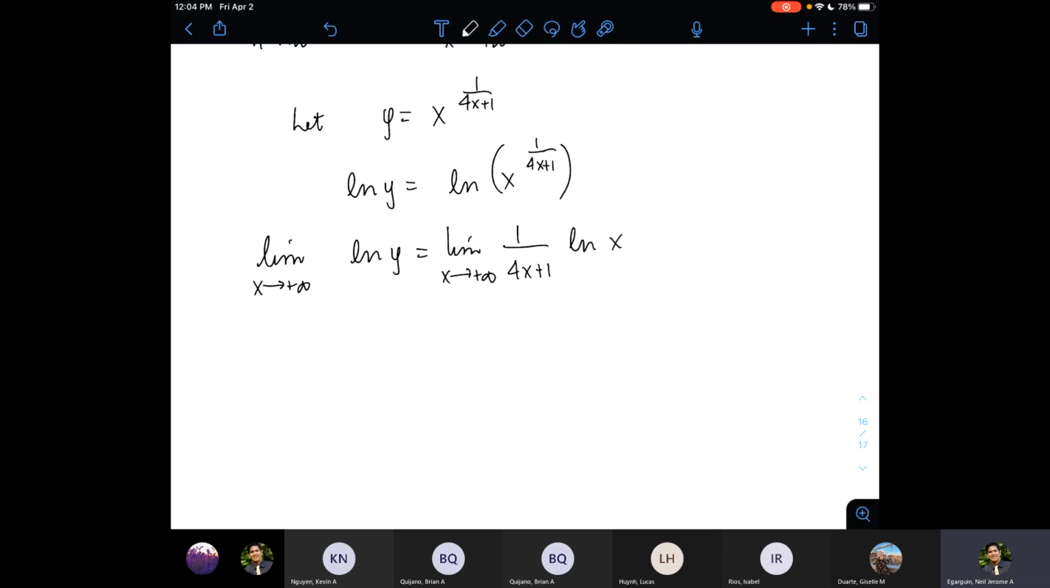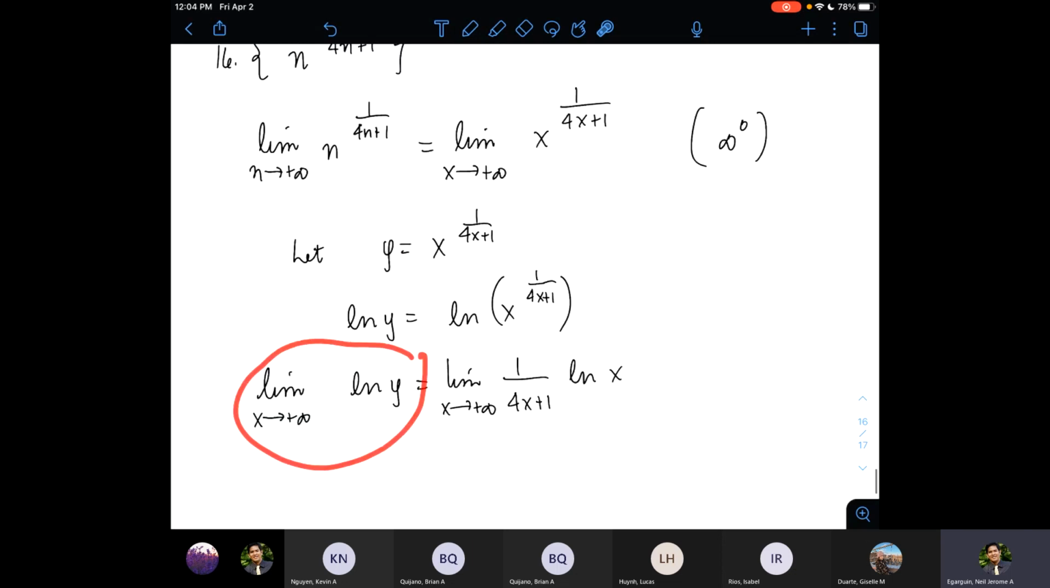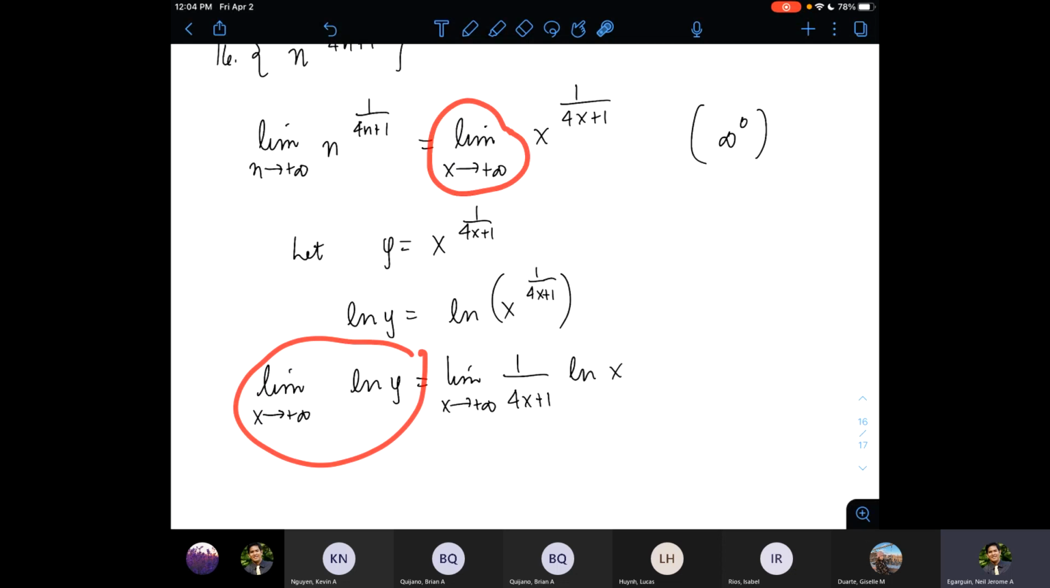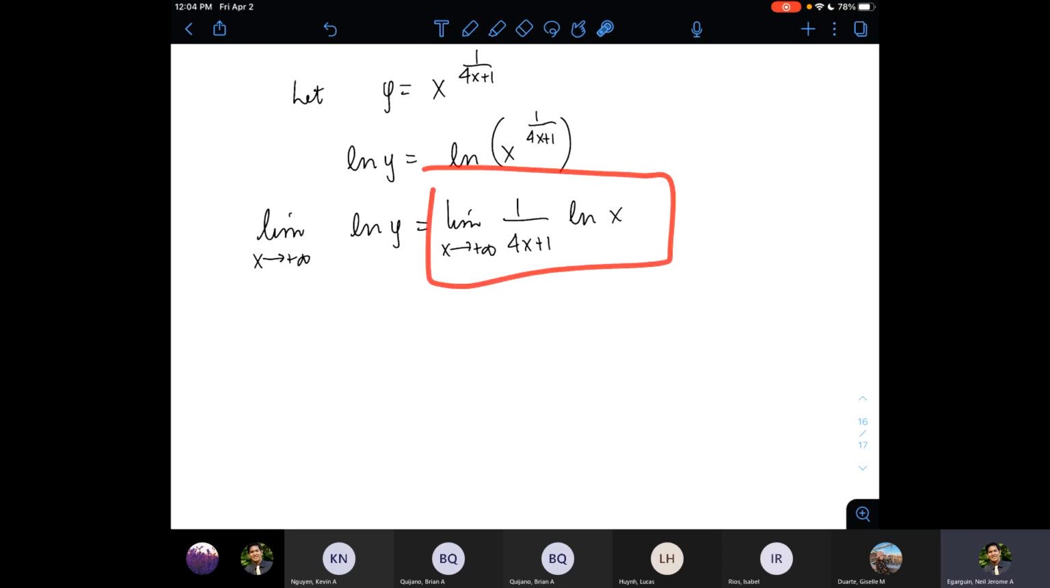But I'll be careful here, because if we find the value of this limit, what we will find is the limit of ln y. But the original problem is looking for the limit of y. So that should remind us that there is a final step after we compute the limit of this guy, right? But let's focus on evaluating this first and then do the post-processing later.